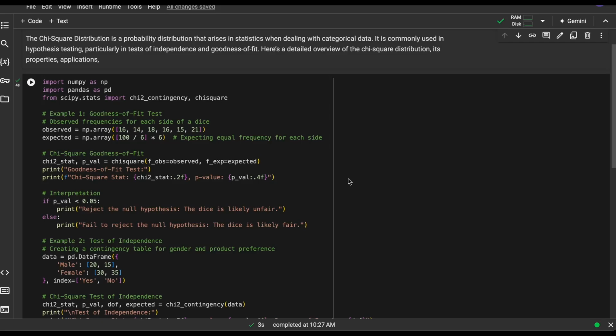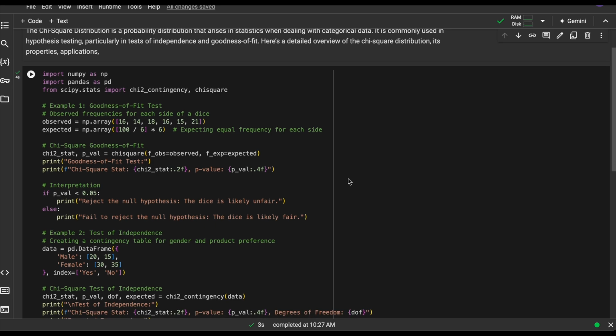The chi-square distribution is a continuous probability distribution that's widely used in hypothesis testing. Practically, it is used in tests of independence, goodness of fit, and to estimate population variances. The distribution itself is positively skewed, becoming more symmetric as the degrees of freedom increase. Here is an overview of how it works, along with an example and practice.